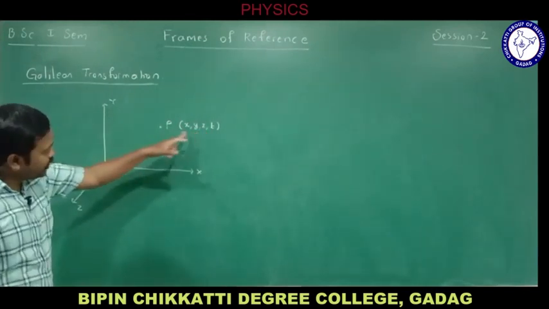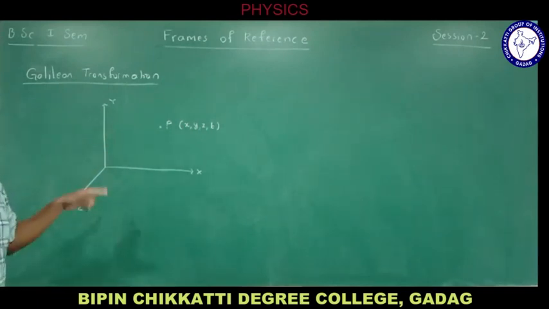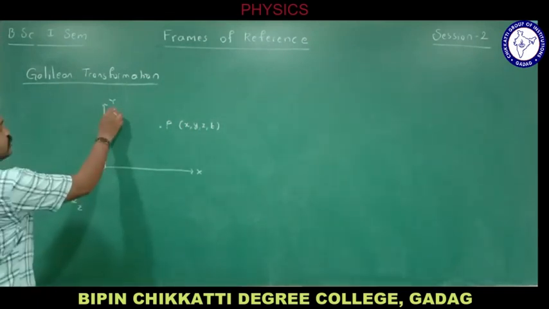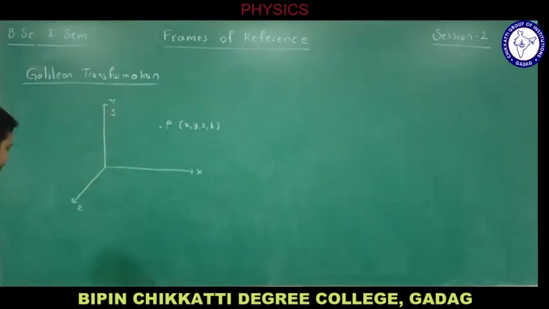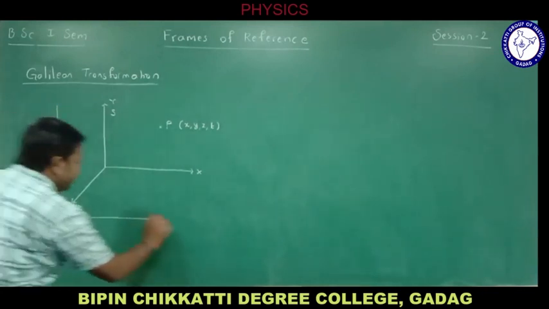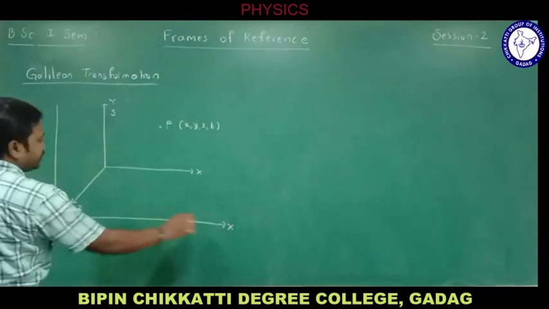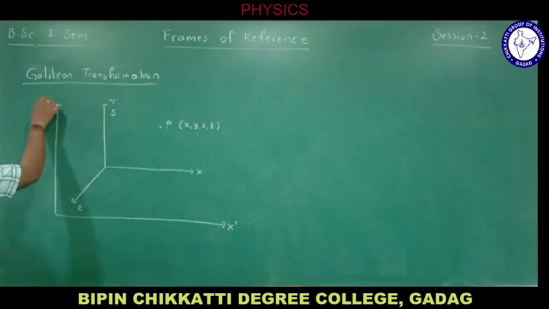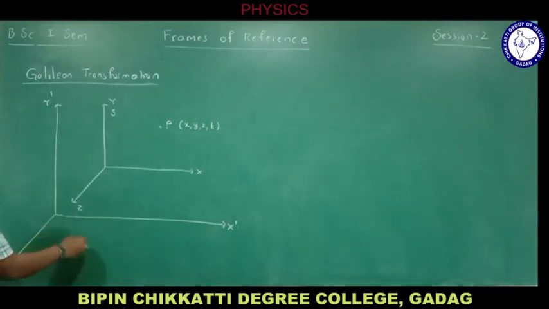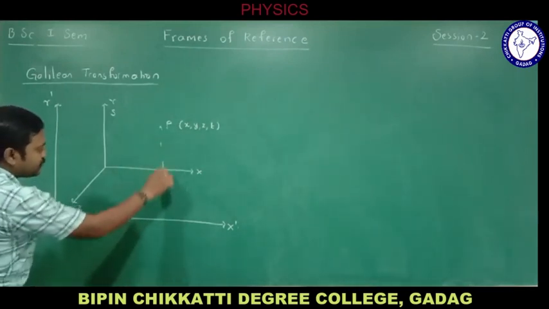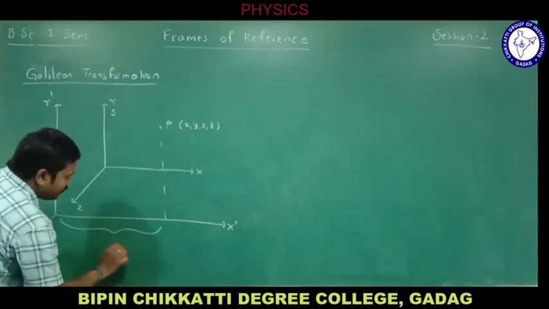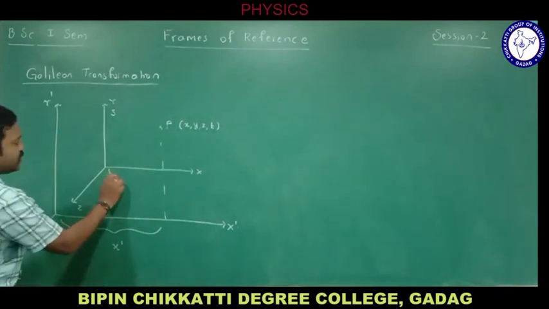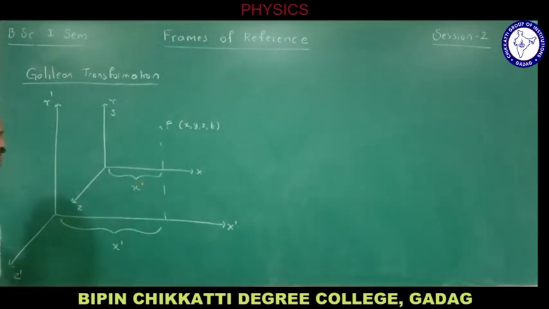So these are the coordinates with respect to frame x, y, z. Let me call this frame S. Okay, let me consider another frame here, right? If I am considering this frame x dash, let me consider another frame that is y dash, and another frame that is z dash, right? If I consider this frame, and if I take this distance, let me call it x dash. Sorry, this is x and this is x dash.